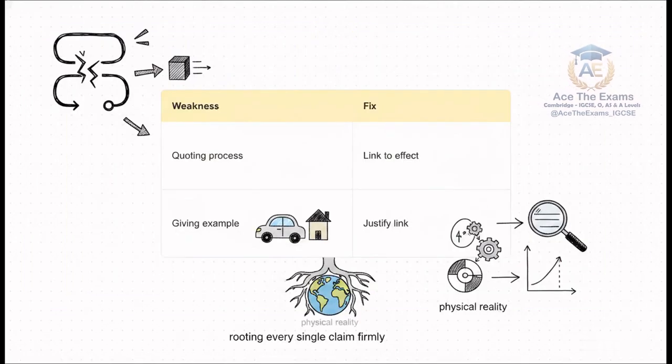But hey, you can instantly upgrade a weak response with a really simple fix. If you catch yourself just blindly quoting a process, you need to fix it right then and there by linking it directly to a physical effect. Or, if you provide a real-world example in your answer, don't just drop it and walk away. You have got to show why the underlying physics actually justifies that link. You are rooting every single claim firmly in physical reality. And honestly, that is exactly what examiners are desperately looking for.